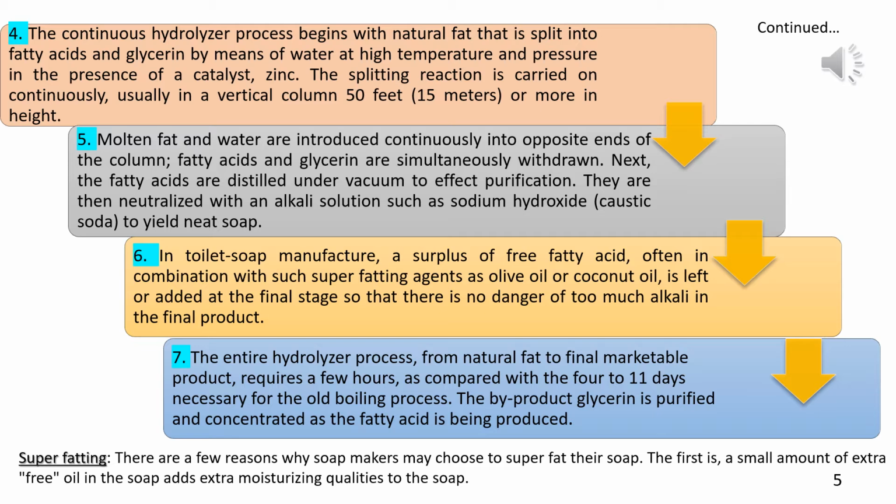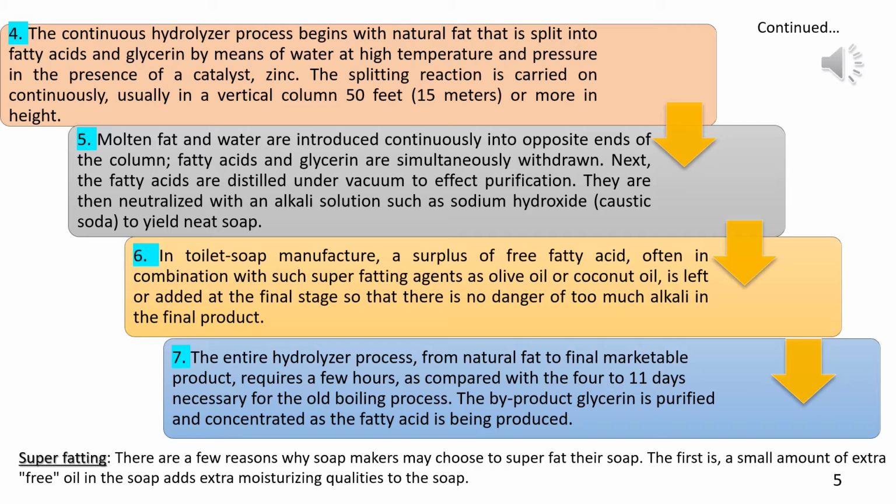Number 5. Molten fat and water are introduced continuously into the opposite end of the column. Fatty acids and glycerine are simultaneously withdrawn. Next, the fatty acids are distilled under vacuum to effect purification. They are then neutralized with an alkali solution such as sodium hydroxide, caustic soda to yield neat soap.